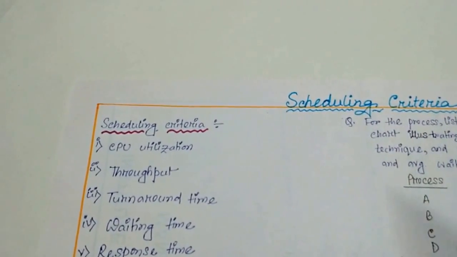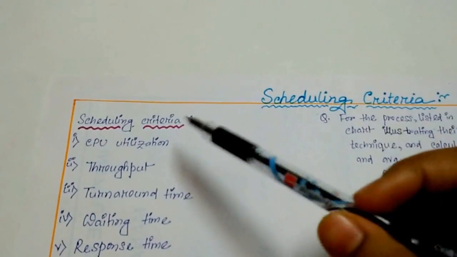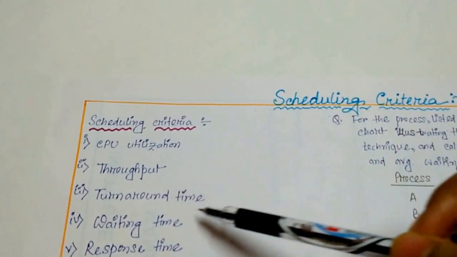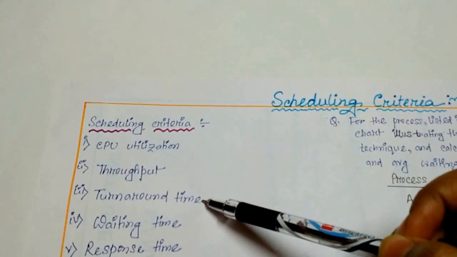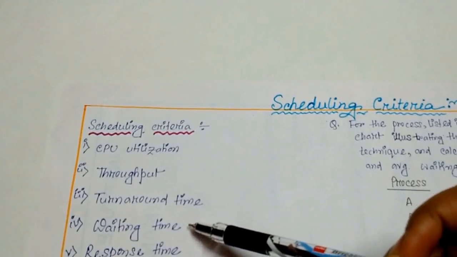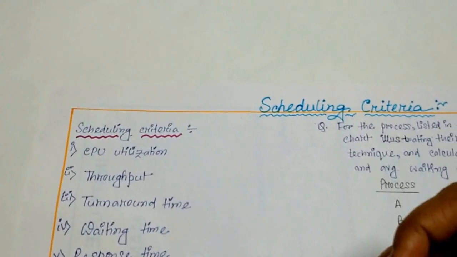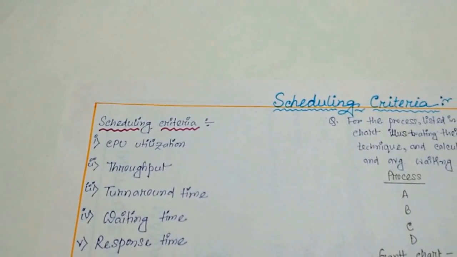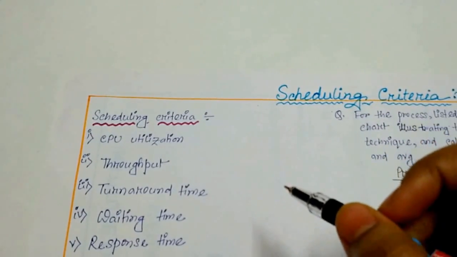Today I am going to discuss the scheduling criteria. There are different types of scheduling criteria. The first is CPU utilization, second is throughput, third is turnaround time, fourth is waiting time and fifth is response time. Now the question comes, what is CPU utilization?